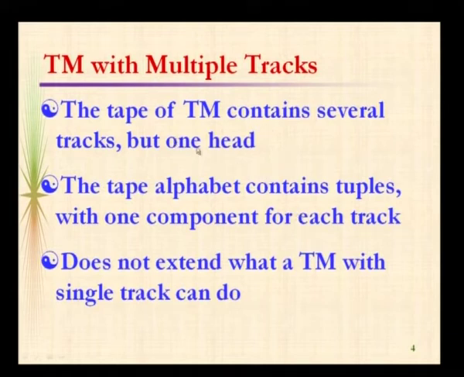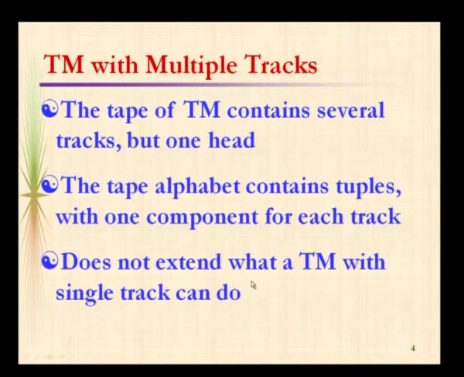It contains several tracks, but there is only one head. As I told earlier, the head is going to be unique, and the tape alphabet every time is going to be a tuple with one component for each track. But for the Turing machine's power, whether it is a single track Turing machine or multiple tracks, or one storage location or multiple storage locations, whatever it is, we will find that the Turing machine power is not at all changing.